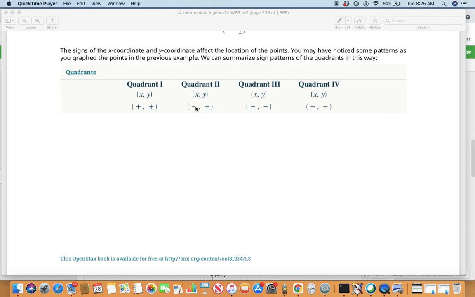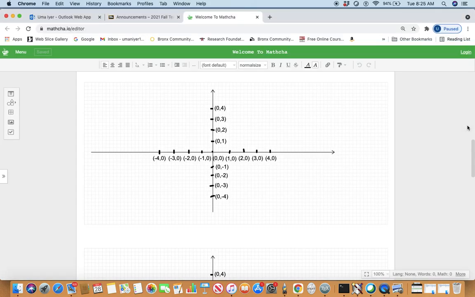If x is negative, y is positive, you are in quadrant 2. If they are both negative, you are in quadrant 3. When x is positive, y is negative, you are in quadrant 4. Let's look at our pattern.